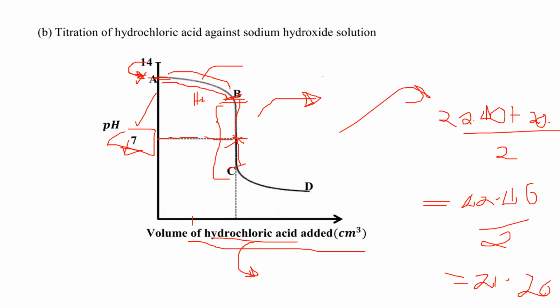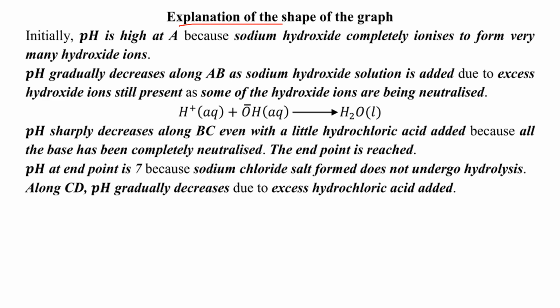So this is always now CD, the pH is steeply decreasing because all the hydroxyl ions are being neutralized, and therefore you're just increasing the concentration of hydrogen ions in solution. So let's look at the elaborative explanation of that graph. We are saying that pH is higher at A because sodium hydroxide completely ionizes, forming many hydroxyl ions, and therefore we expect our pH to be very close to 14.